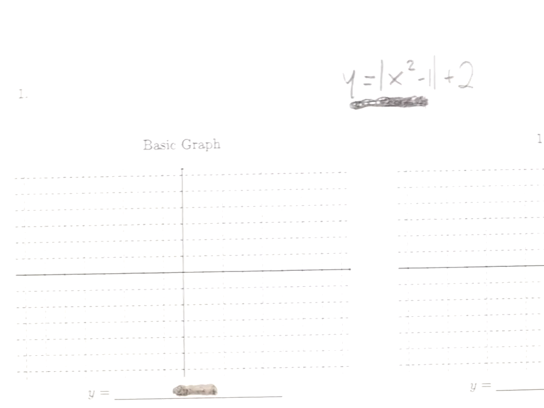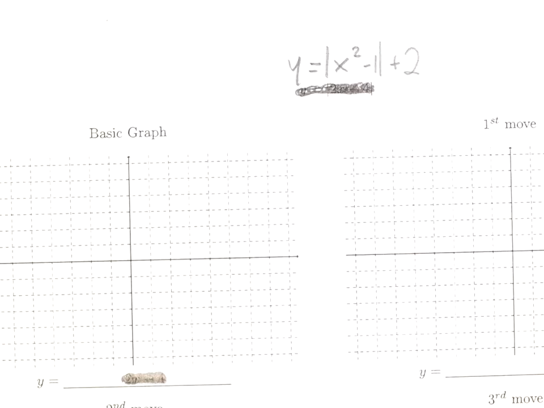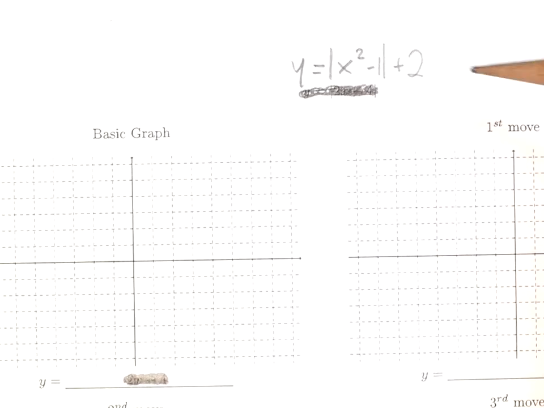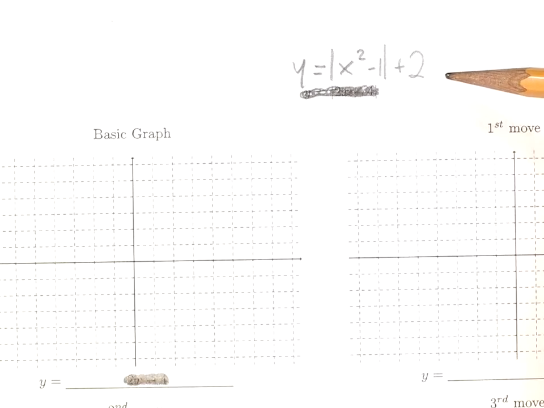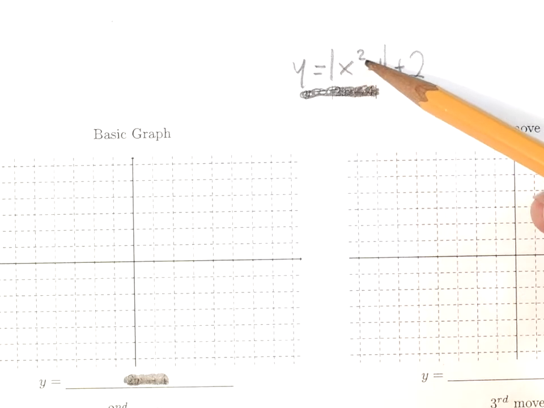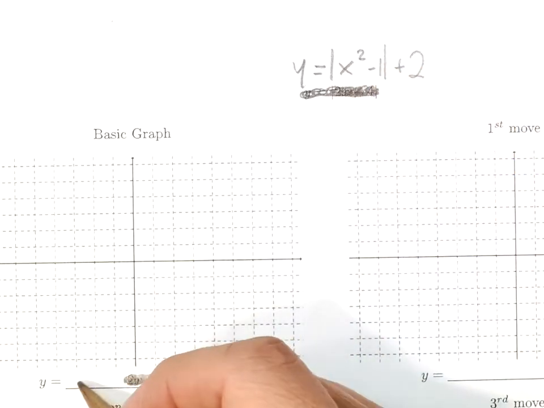So I just wanted to walk you all through the example problem in your project to let you know what Professor Cahill and I expect. So here's the equation in the example problem. Y equals the absolute value of x squared minus 1 plus 2. My basic function, also sometimes known as a parent function, is y is equal to x squared. So that's going to be the basic graph.